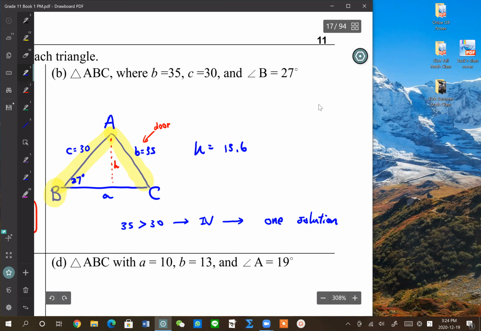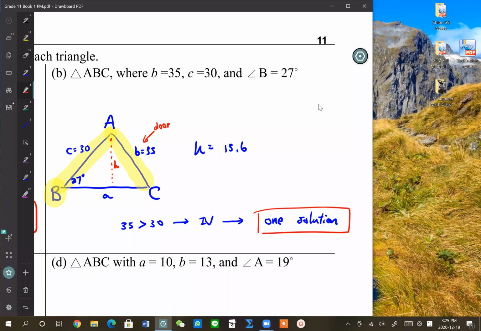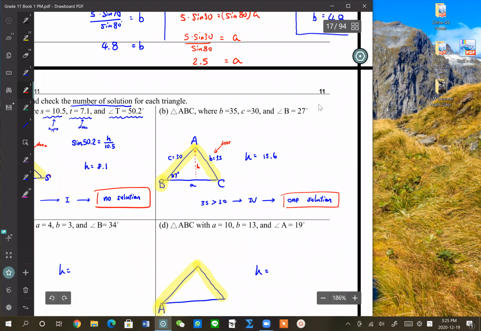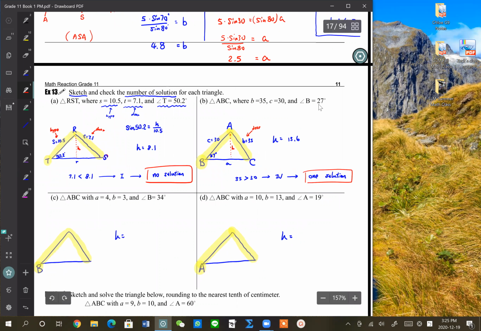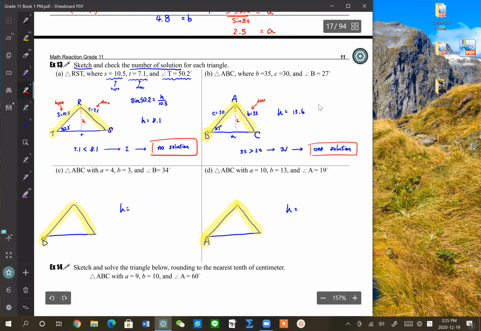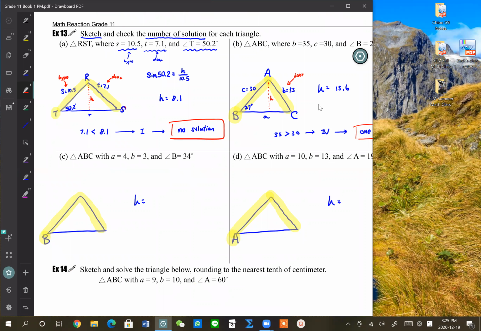So you could also start by checking with the hypotenuse, right? If you already see this one is bigger than the hypotenuse, who cares about the height, right? I don't need it. But even if you found the height first, it's fine. So one solution, when the door is longer or equal to the hypotenuse. Okay, next one. Please raise your hand if you finish all 3.